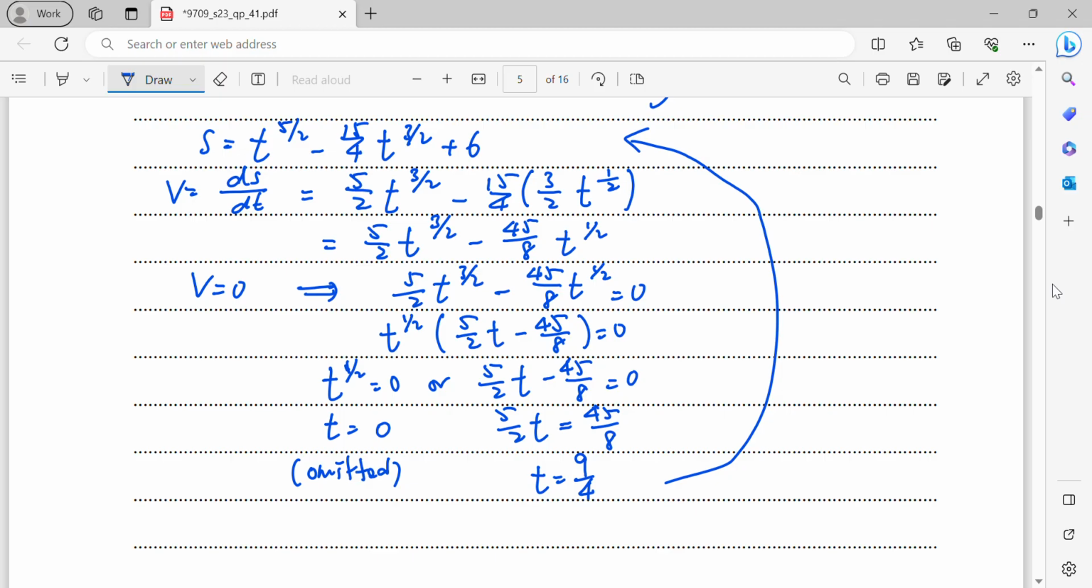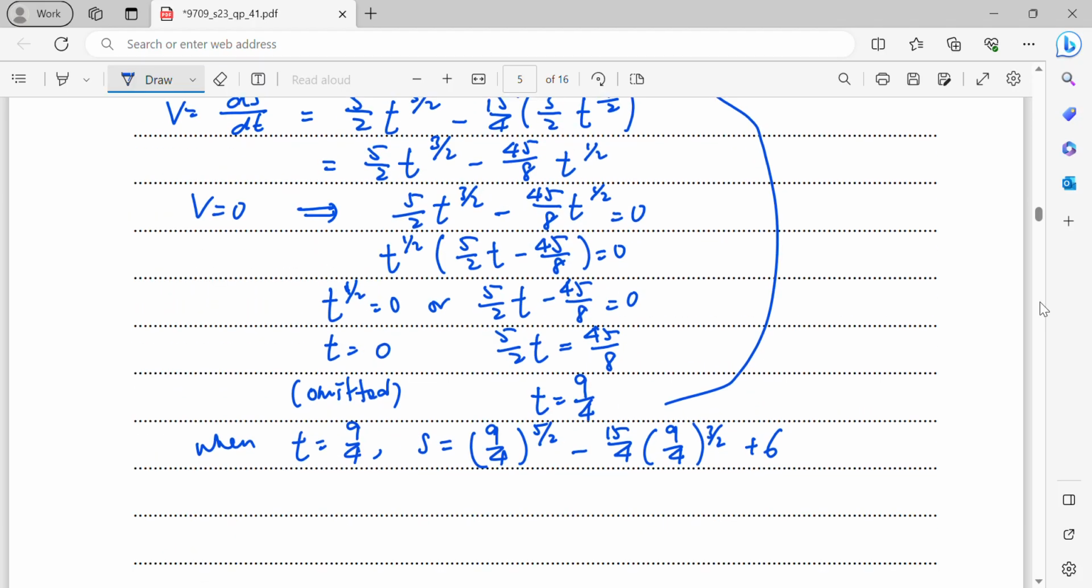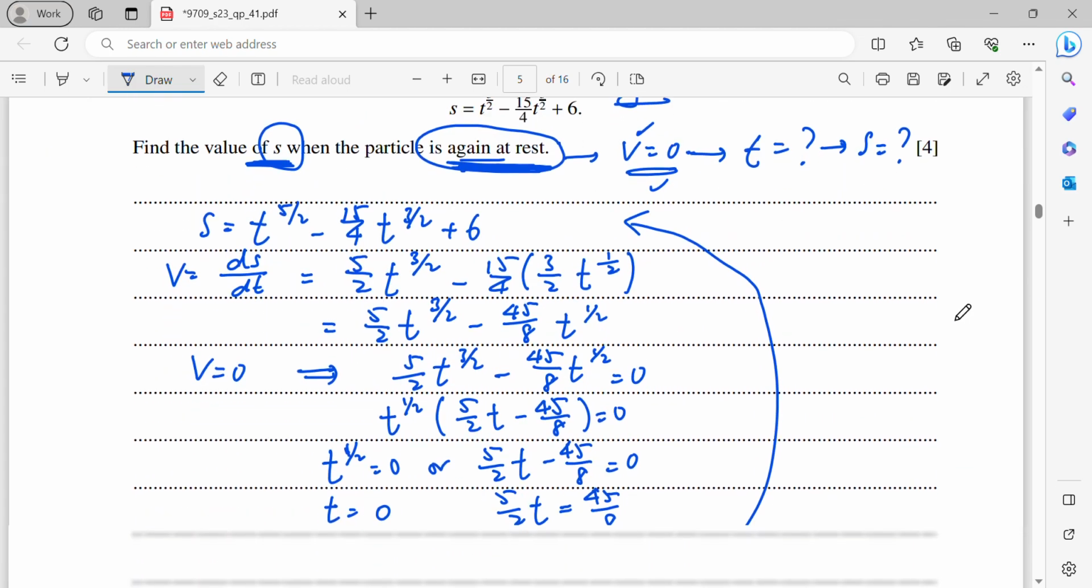Now when t equals 9 over 4, the s is going to be 9 over 4 to the power of 5 over 2 minus 15 over 4 times 9 over 4 to the power of 3 over 2, then plus 6. When you calculate this value, it will be 15 over 16 meters. So that's the s value.